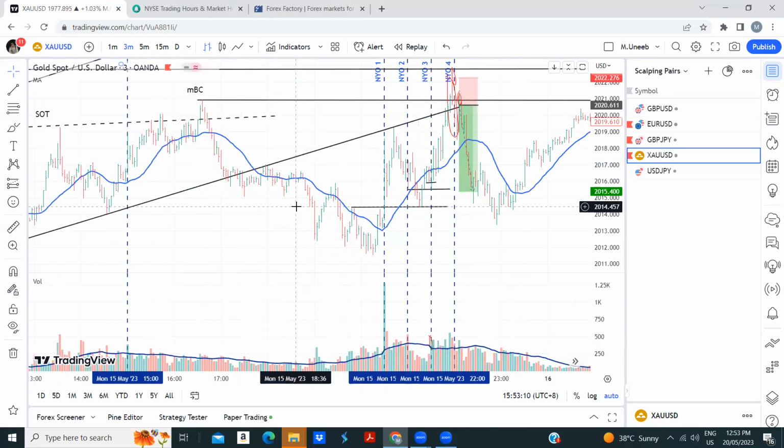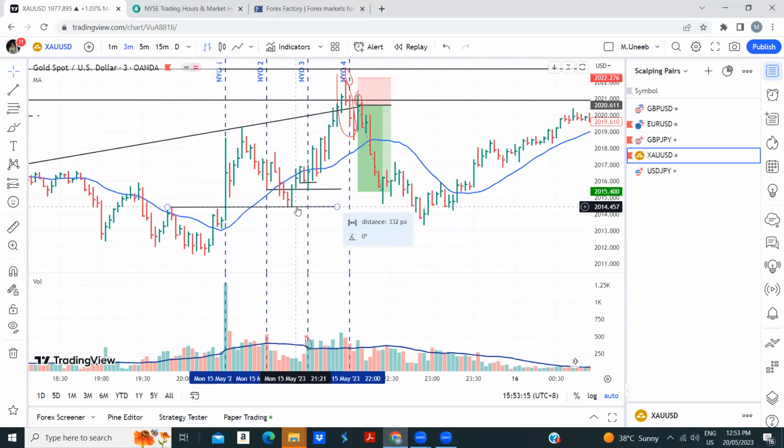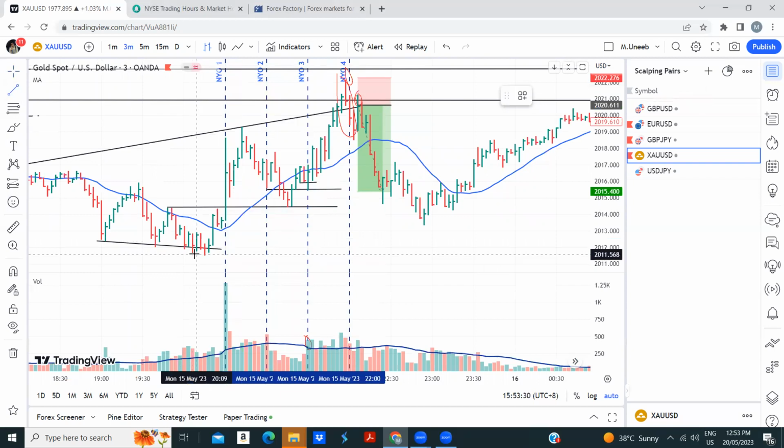Any confusion? No, not for now. Okay. And now, of course, if you see SOT here, right, this was SOT. When this was SOT, we have a kind of short-term bias as well, right?